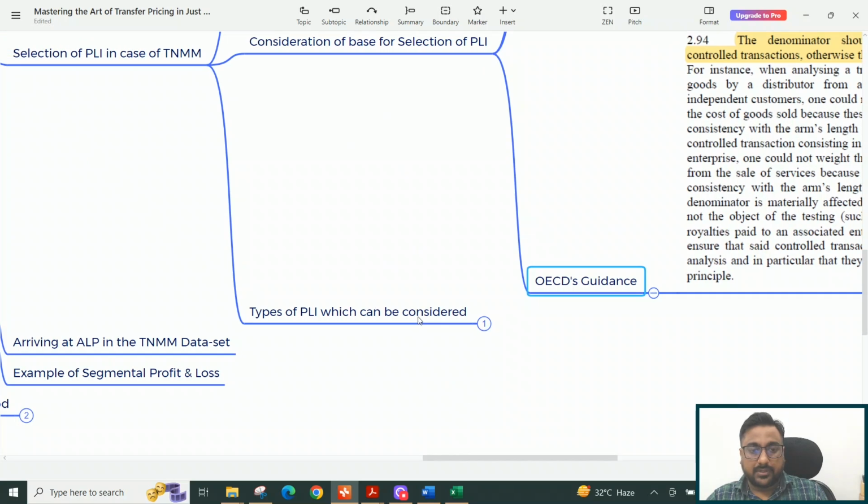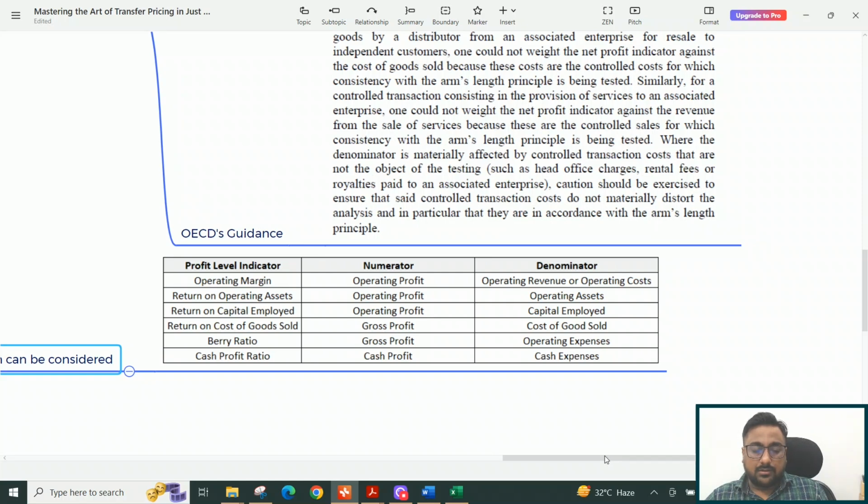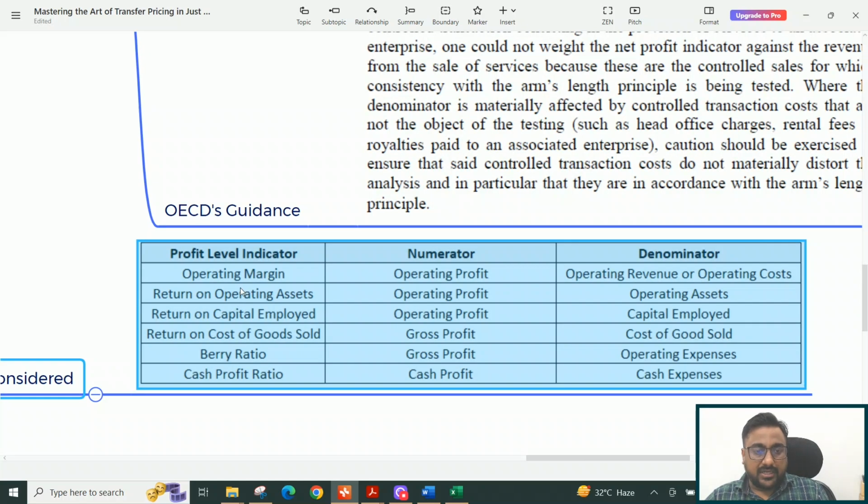I'll just open that. So, types of PLI which can be considered when you undertake the TNMM analysis. So this is operating margin. Profit level indicator, we generally say operating margin, and the numerator would be operating profit and the denominator would be operating revenue or operating cost, as we also saw in that example, where we were taking OP by OR or OP by OC. So that could be one profit level indicator.